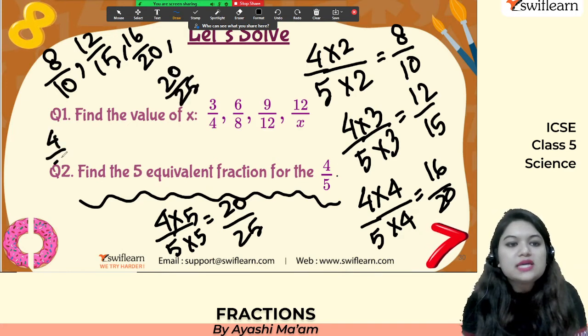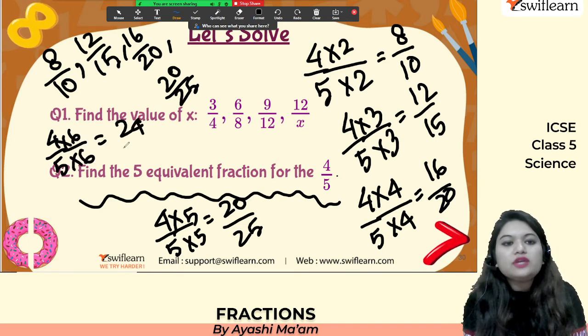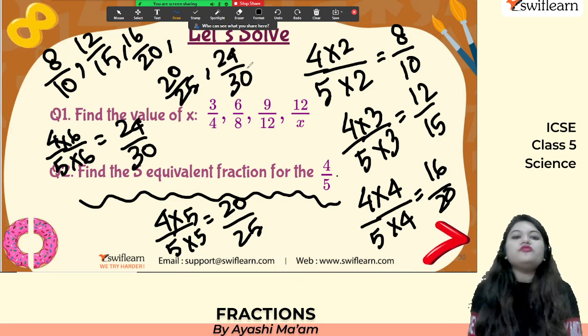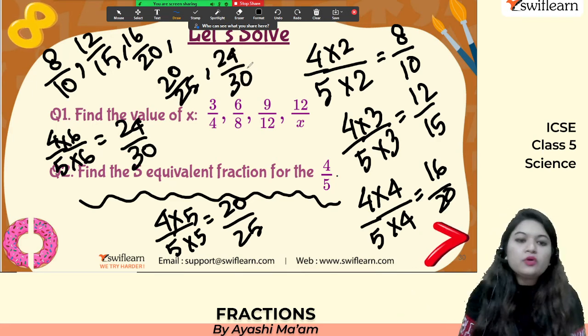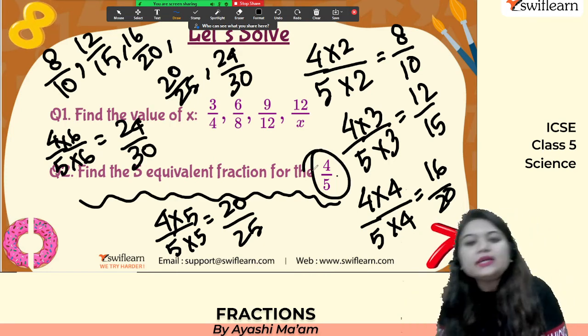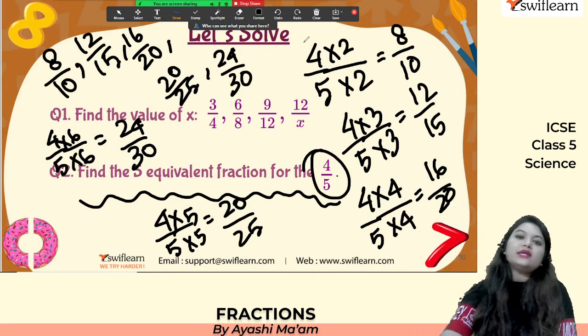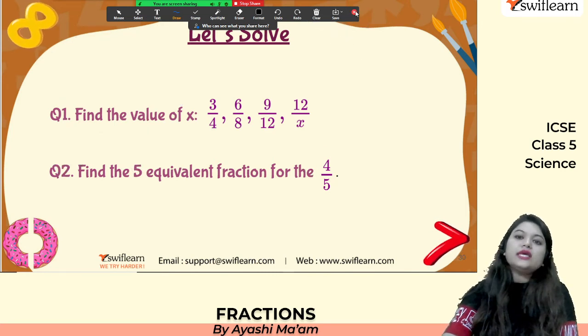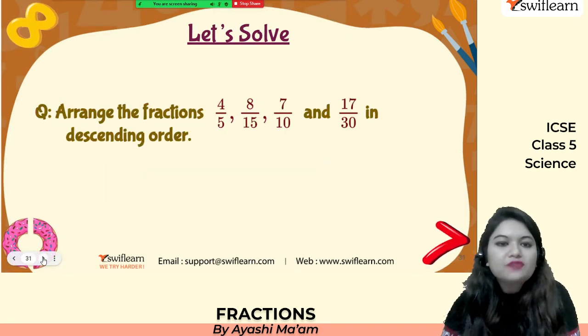Now let's do it with 6. So 4 into 6, 5 into 6, you will get 24 by 30. Therefore, 24 by 30 will be our fifth equivalent fraction. So we found it. So simply take this simplest form of fraction and keep on multiplying both the numerator and denominator by the same number, and you will keep on getting the equivalent fractions.